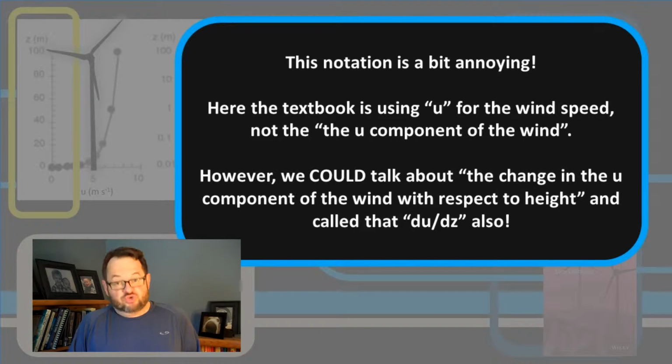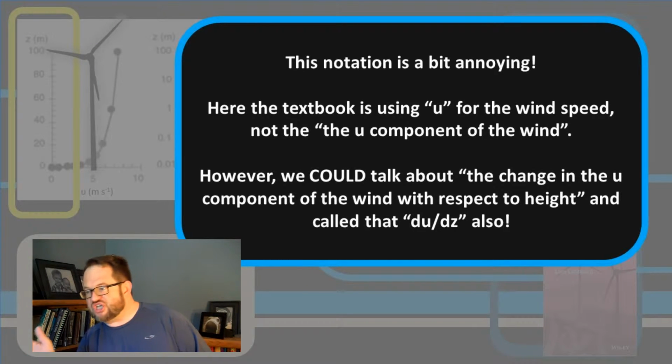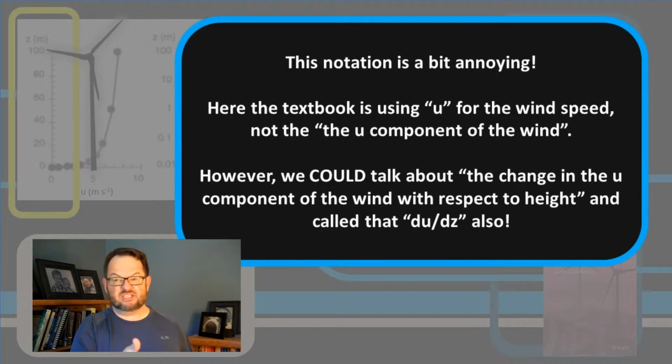Because don't get me wrong, we could do that too. We could also have said change in the U component of the wind with respect to height. And that would be an interesting thing about changes in wind direction, like the things we did when we talked about the Ekman spiral and so on. But that's not what we're doing in this chapter. Here we're just talking about wind speed, and he's just sloppily using the symbol U for that. Okay, whatever. It's not that big of a deal as long as we're careful about the notation.